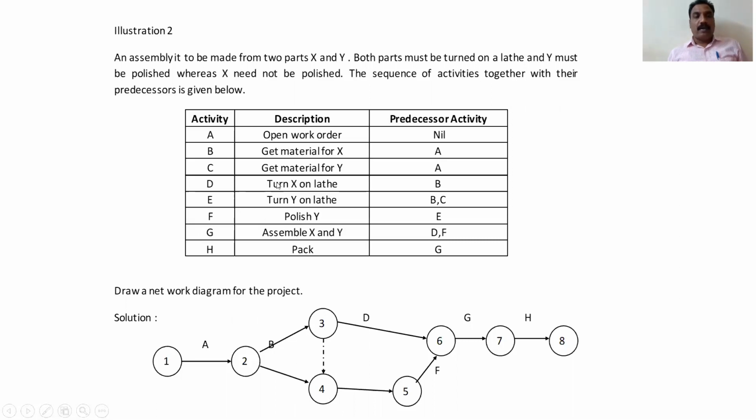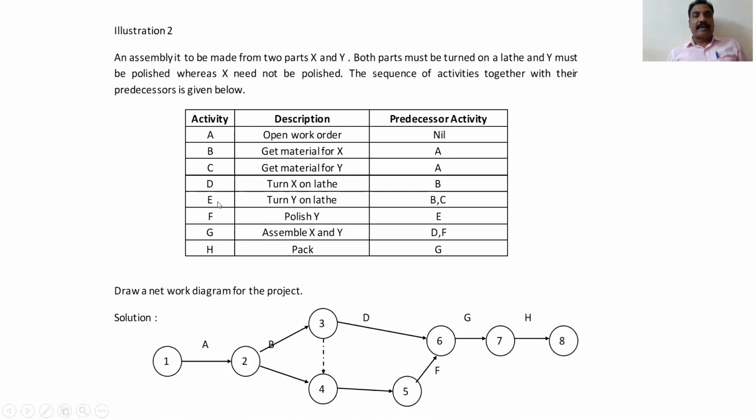Now we go to the next one, D. D is preceded by B. So D is preceded by B. Just draw one line, an arrow here, with one number. This is called D.